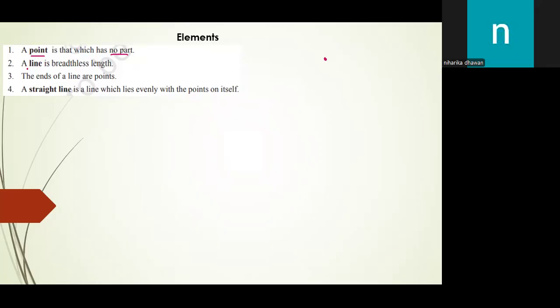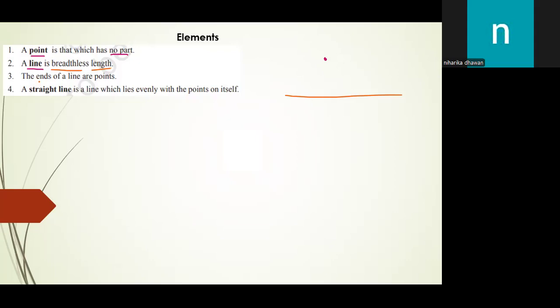A line is breadthless length. What do you mean by this? Let me draw a line. As we can see, this line has a length. Let me draw this line again for you. This line has a length, but it has no breadth. So a line is breadthless length. It means it has length, but no breadth.